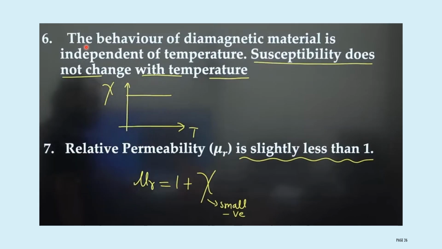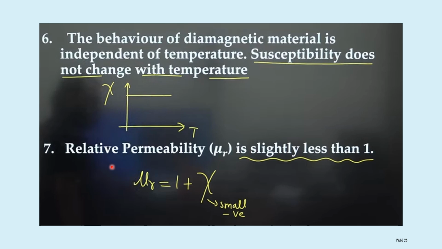Next property, sixth one, the behavior of diamagnetic material is independent of temperature. Susceptibility does not change with temperature. Look at the graph here. In the graph between susceptibility and temperature, you will get a flat line. This indicates that the behavior of a diamagnetic substance does not depend upon the temperature.